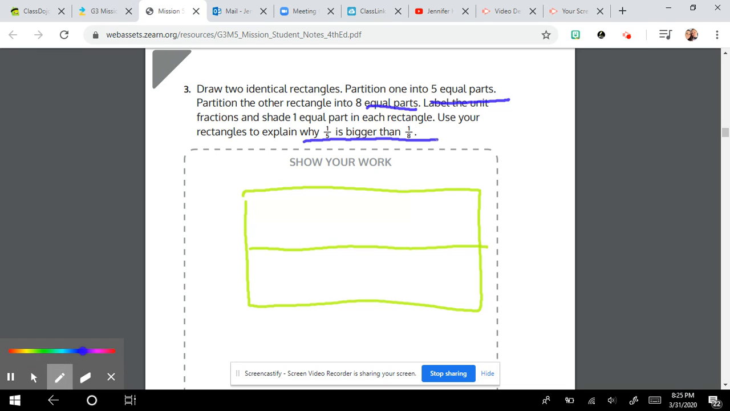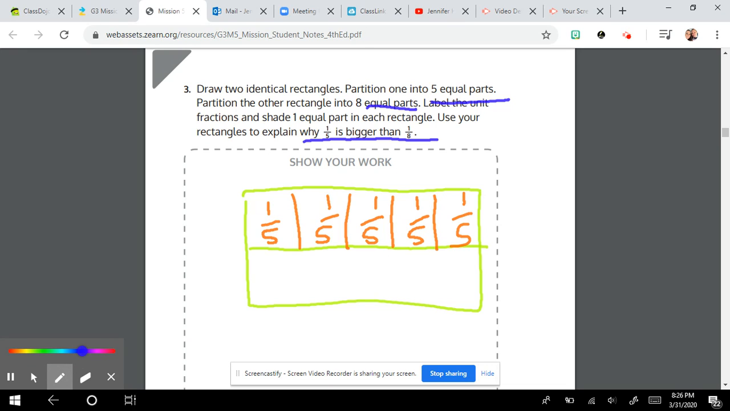All right, so let's split this up into 5. 1, 2, 3, 4, and 5. Then I'm going to write my unit fractions. 1/5, 1/5, 1/5, 1/5, and 1/5. The second one needs to be split into 8 equal parts.